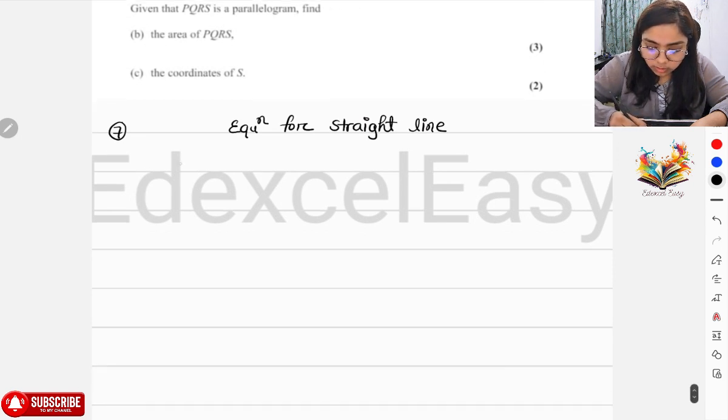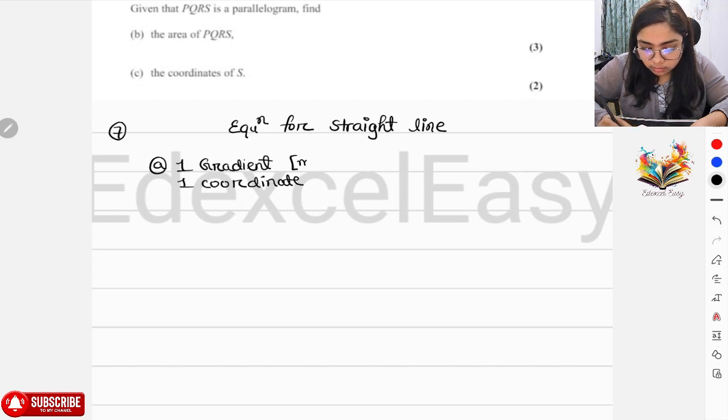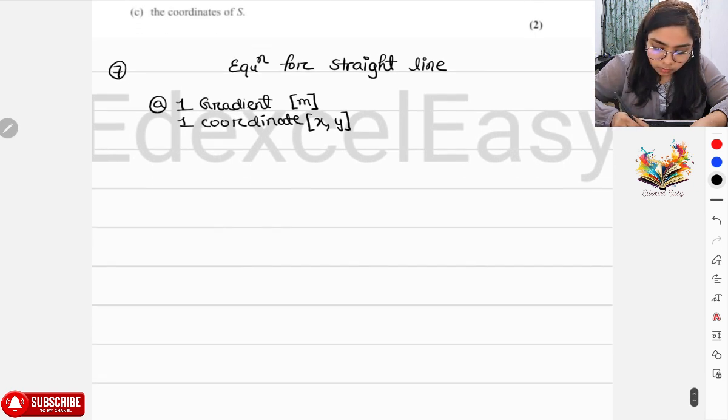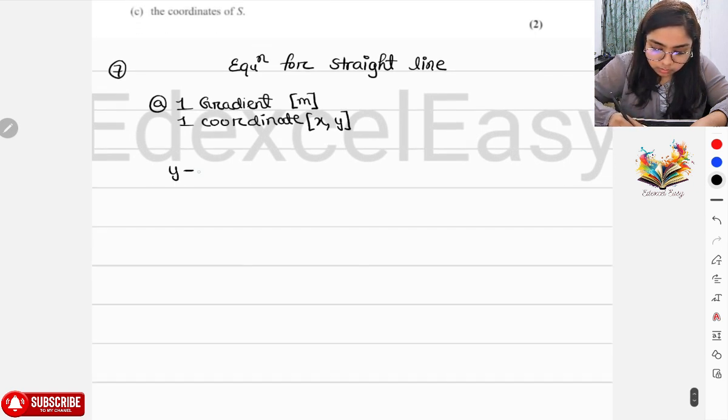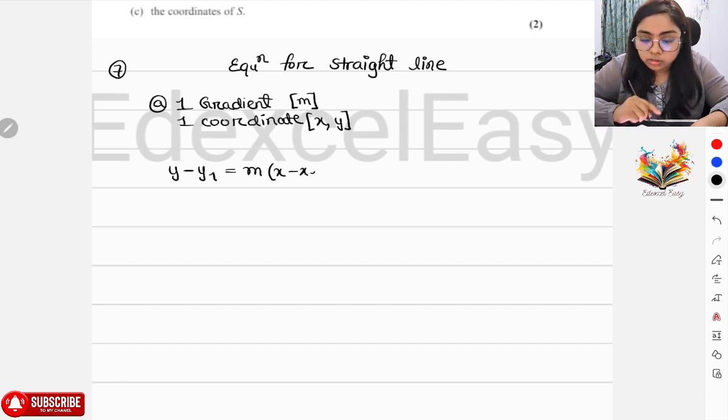this is the first formula that you can use. If you are given one gradient, I mean the gradient of the straight line, and one coordinate, which is basically m, and this is x1 and y1, then you're going to use the equation y minus y1 is equal to m times x minus x1. Right, this is the equation you're going to use if you are provided with one gradient and one coordinate.